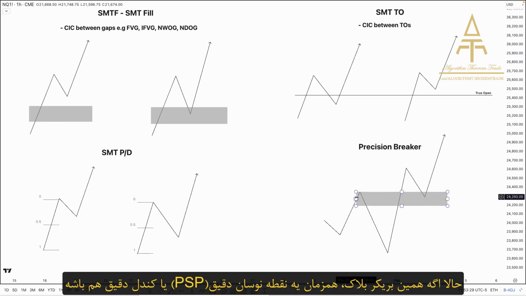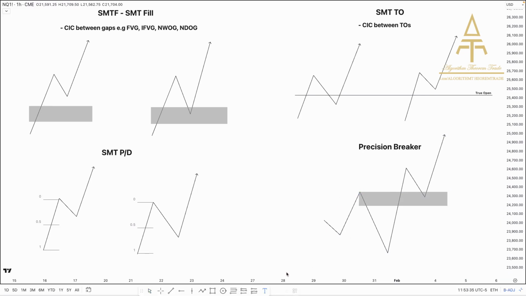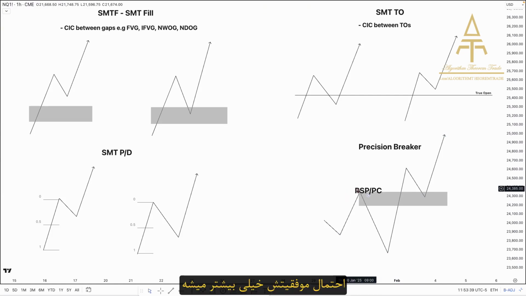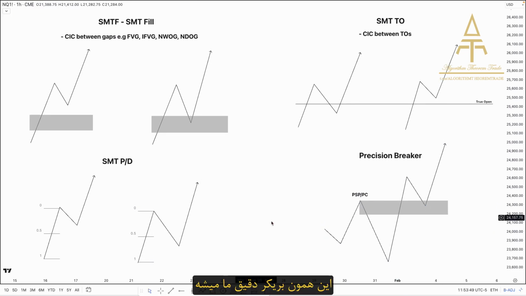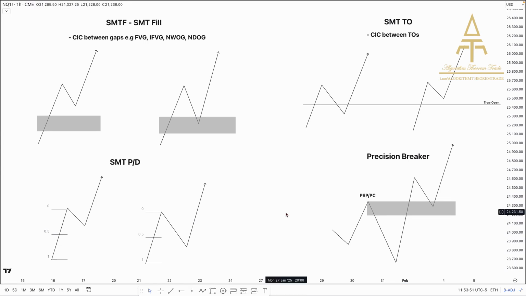When this breaker block is also a precision swing point or precision candle, it becomes even higher probability. We have an even higher probability that this breaker will hold. And this is our precision breaker.